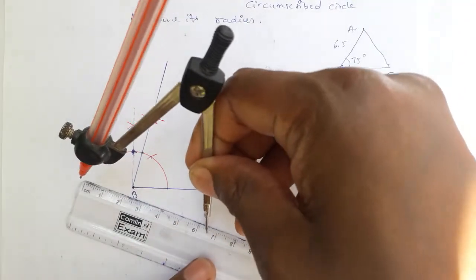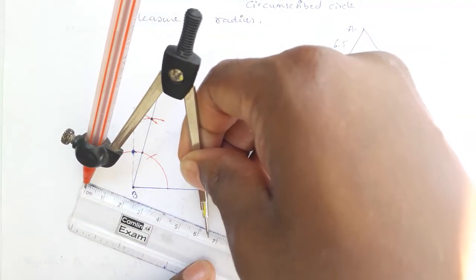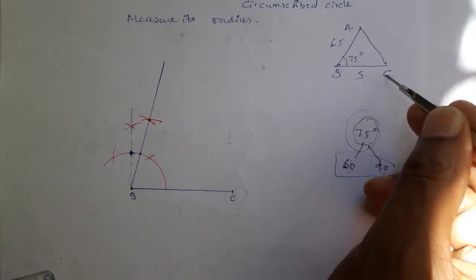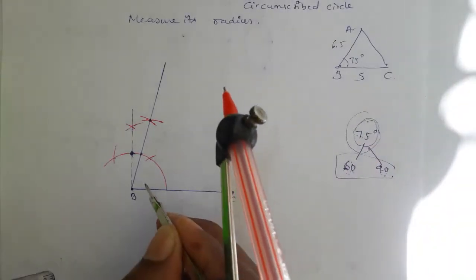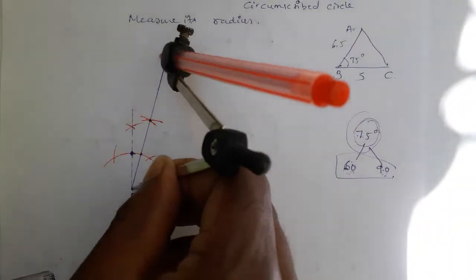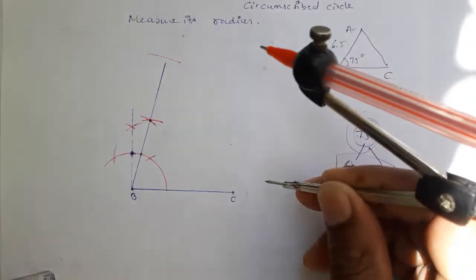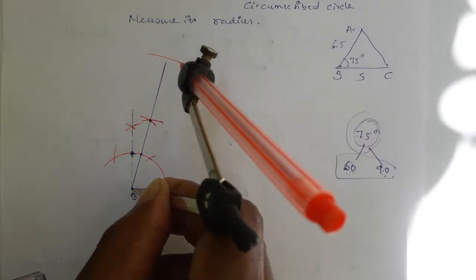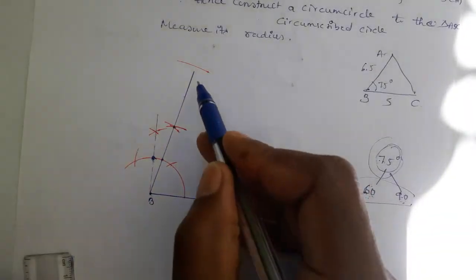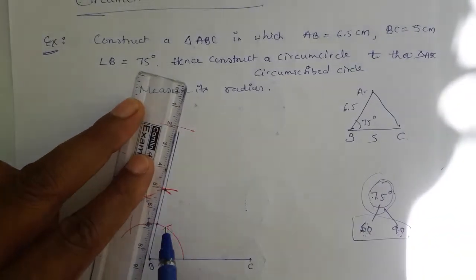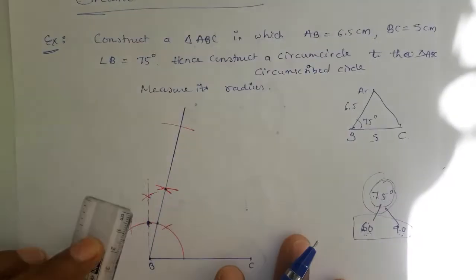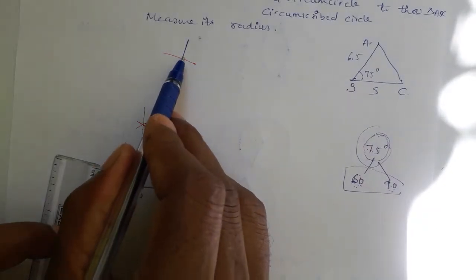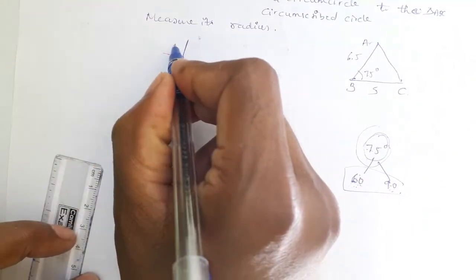Look at the 6.5 I took here. They told AB, not CA. If it is AB, I have to keep it at B. So from B, if you cut one arc only, this is called the AB line. If you cut from C, that is wrong, because AC is not given, AB is given, therefore I have to keep from B. That arc is not meeting the 75 degree line, so we have to extend that 75 degree line still. Now the 75 degree line and this 6.5 measurement both are meeting here. This is the required A.